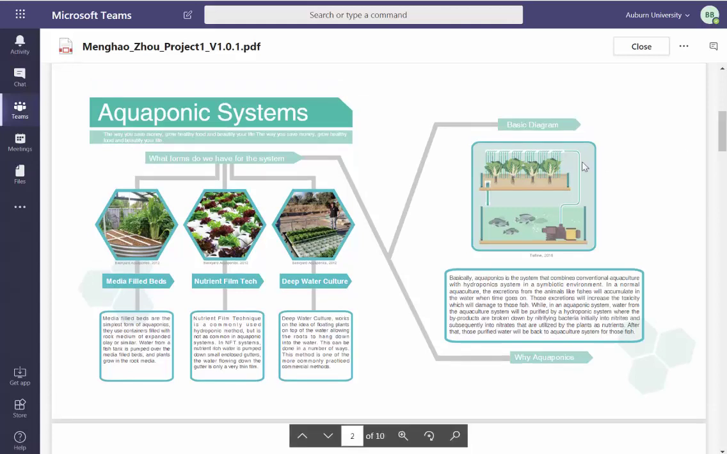Too much text, man. Too much text. Because chances are your content's going to be viewed on a computer screen. And I can read aquaponic systems, media filled beds, nutrient-rich tech, deep water culture, and why aquaponics, basic diagram. But everything else I don't read. So I'm hoping there's not anything important. Problem is, there's probably something important.